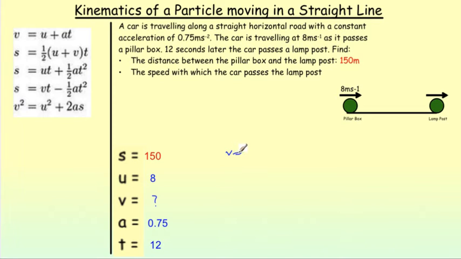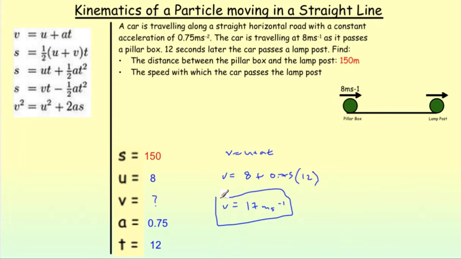So v is equal to u plus at. So that means v is equal to 8 plus a times t, so 8 plus 0.75 multiplied by t, which is 12. And when we work that out, we end up with 17. So v is equal to 17, and that's going to be meters per second, or ms to the minus 1. So that's the answer to the second part, the speed at which the car passes the lamppost.